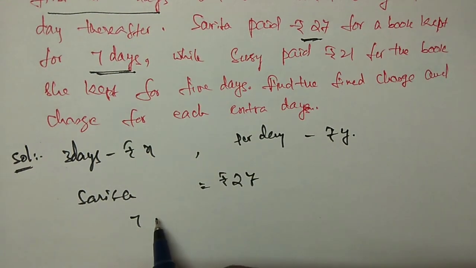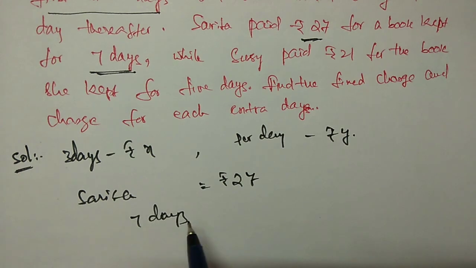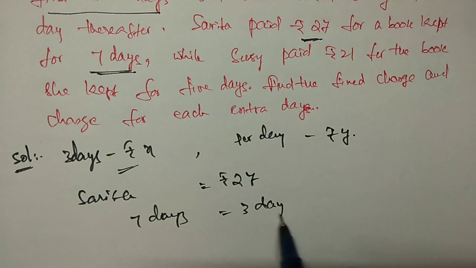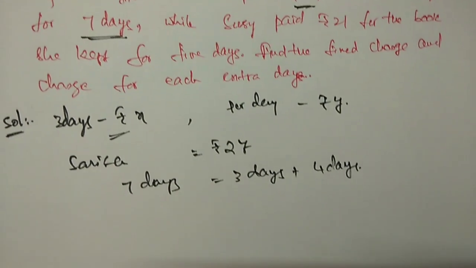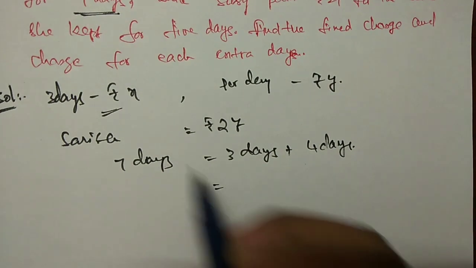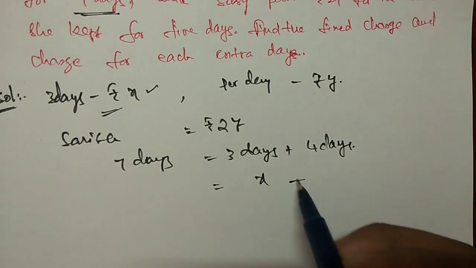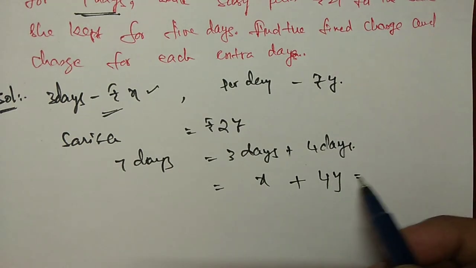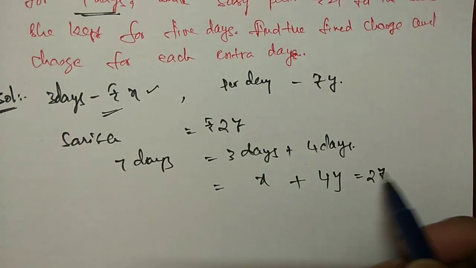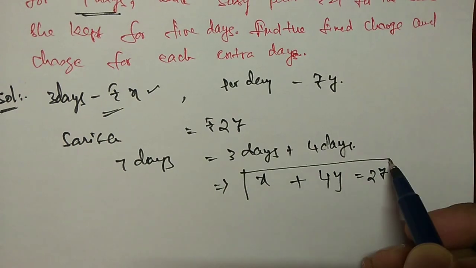So in 7 days, the first 3 days is fixed. So we can write it as 3 days plus 4 days. So for 3 days, the cost is x, plus 4 days, each day y, 4 days is 4y. The total cost she paid is 27. So this is equation 1.